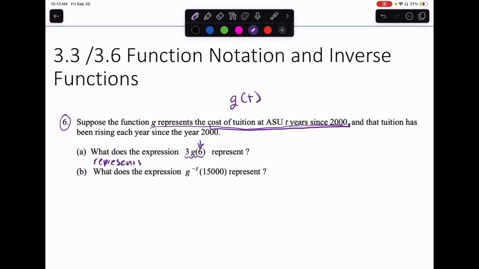represents the cost of tuition, right? Because it's our output at ASU. Now, originally this G of T is for one student, so when we say 3 times G of something, that would be for 3 students in the year, right? Well, we know that 6 is our T, and it's 6 years since 2000. So since the year 2006.